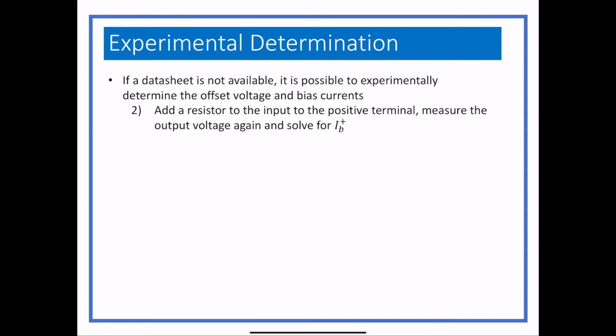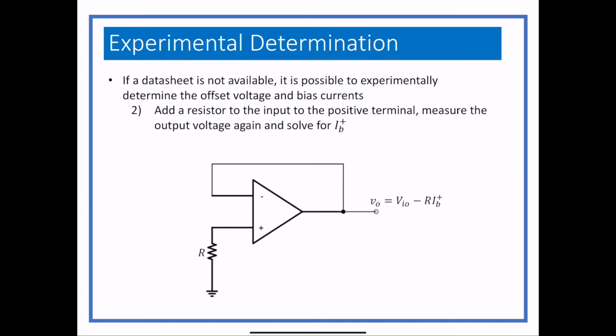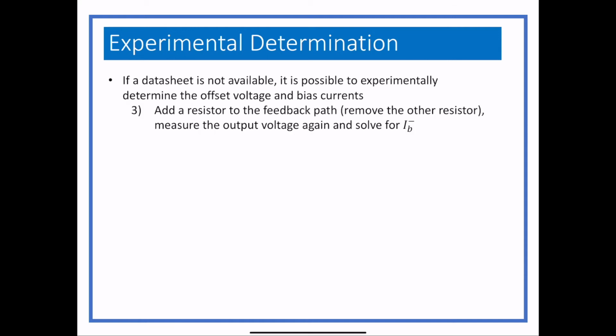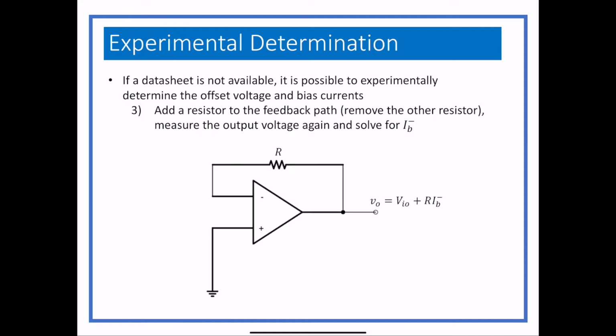Then, if you add a resistor to the input to the positive terminal, you can measure the output and solve for IB+. So you get another voltage at the output, you know what VIO is, you know whatever resistor you use, and you have to use a fairly large one to drop voltage, because these are tiny currents. So you have to use a relatively large value of resistance. You can do that and solve for IB+. Then we just put a resistor in the feedback path, and again, we can solve for IB-. It's a little bit different equation, but it's not that difficult.